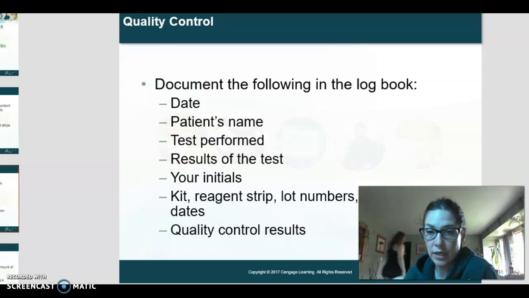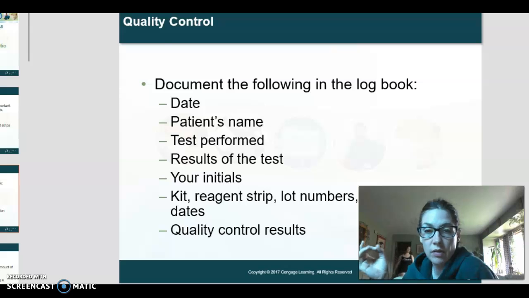Everybody will do it, or sometimes one person is assigned to it, but usually there's one MA that is assigned to QC and QA, monthly, weekly, daily. There's logs for everything at the facility that you're going to be working at. Everything that's to be documented in the logbook is the following: the date, a patient's name, test performed, results of the test, your initials, any kit reagent strips, lot numbers, expiration dates, and then the QC results.